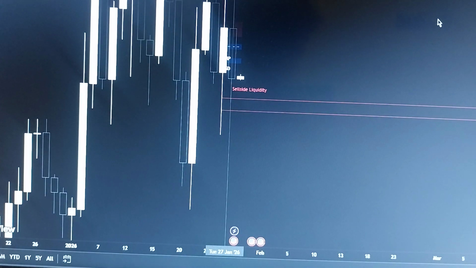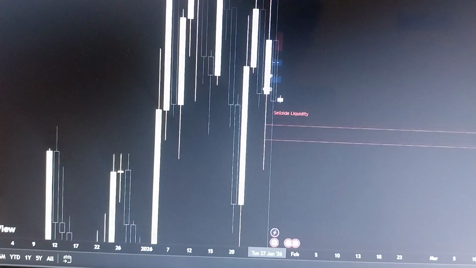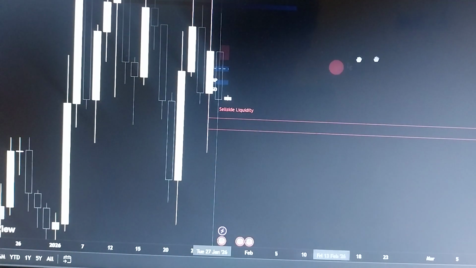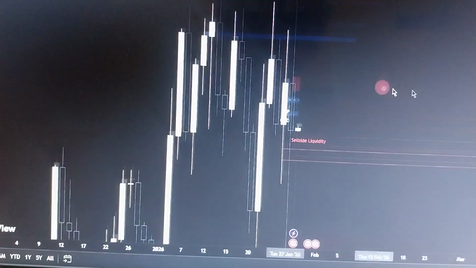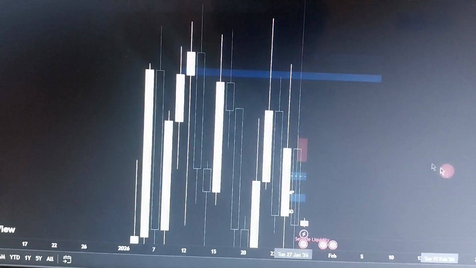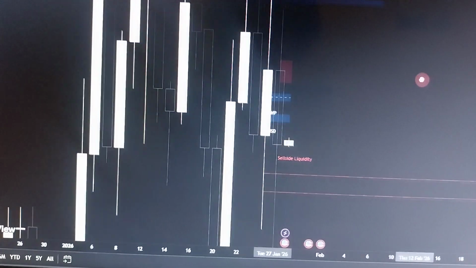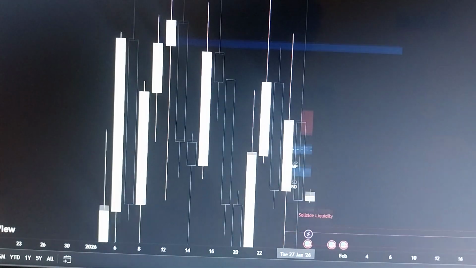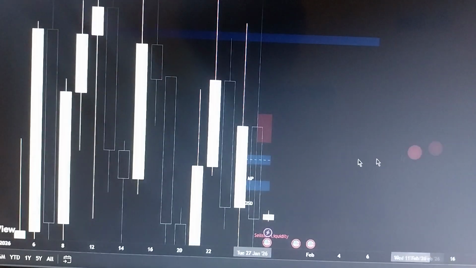For the trade that I took yesterday on the New York PM session. So let's get to it. We gotta know the trend on the daily time frame. On the daily time frame, where's the gap? Why is there no gap?